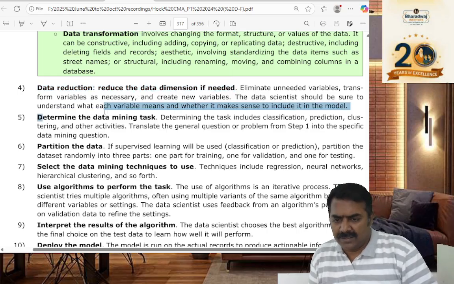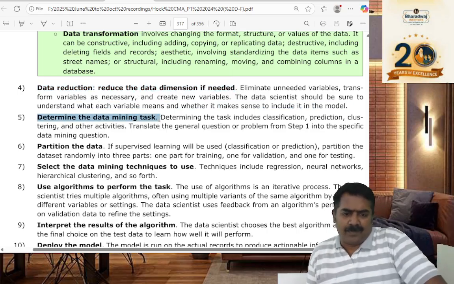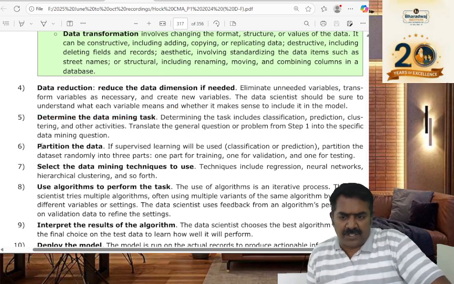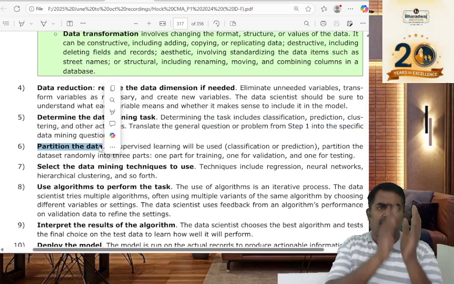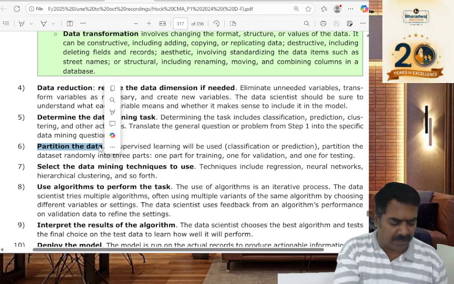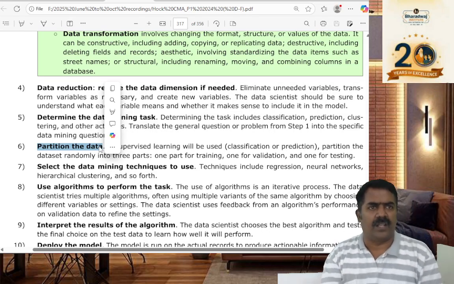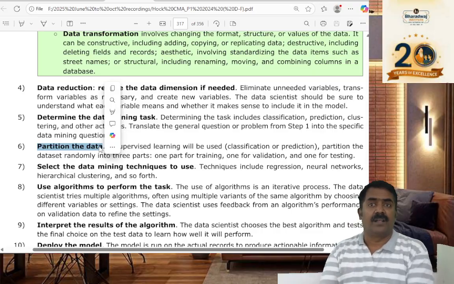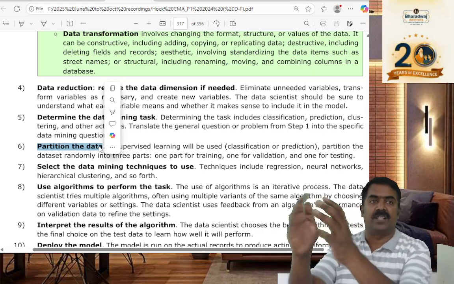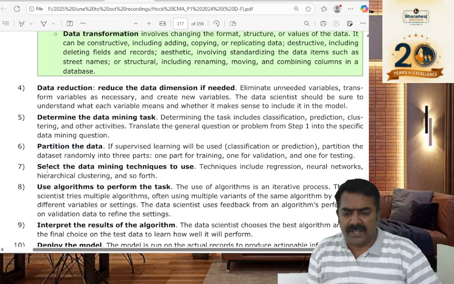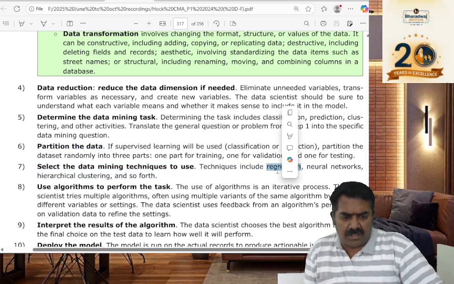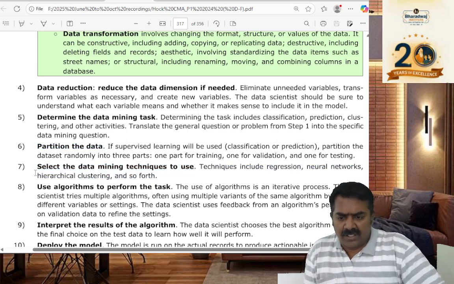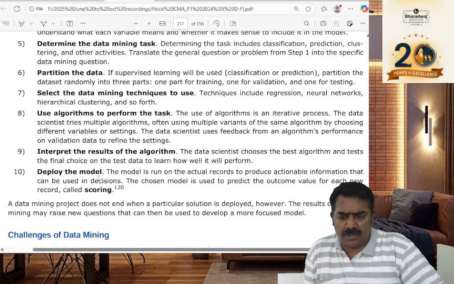Next, determine which data mining task: classification, prediction, clustering, other activities. Then partition the data, which means classify the data: customers who will place an order, customers who will come for inquiry, customers who may buy the product if you send the information. Predict the data. Then select the data mining technique to use. It can be regression, neural networks, clustering, all those things you can use.